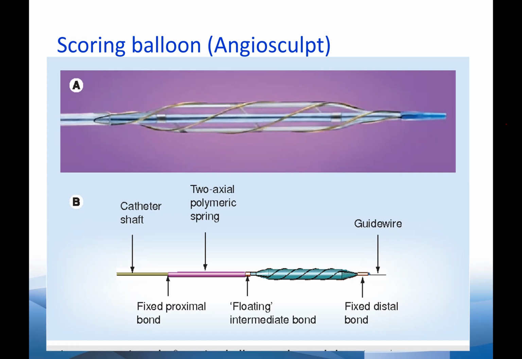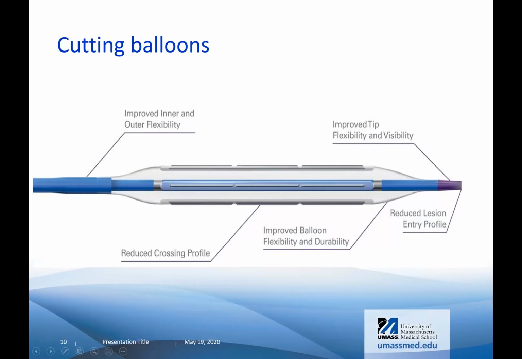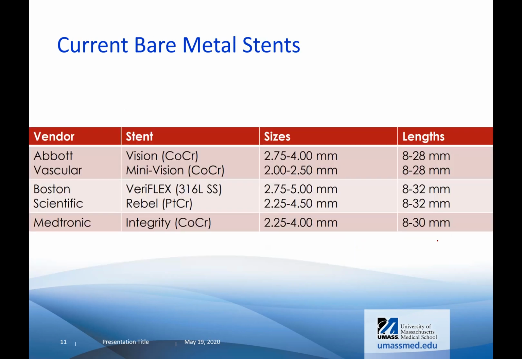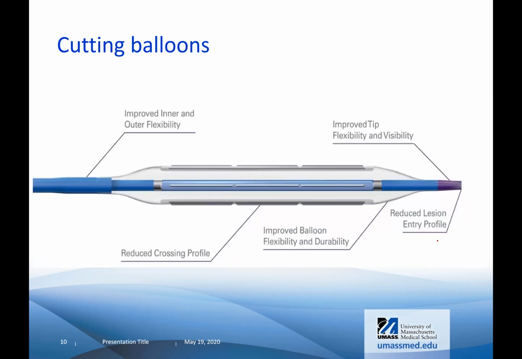AngioSculpt is made by Abbott. We have that available. And there are other forms of cutting balloons like Wolverine. We have Wolverine available in our armamentarium, and it has blades on its surface. Any questions about these balloons? I'm going to go to the stents now.